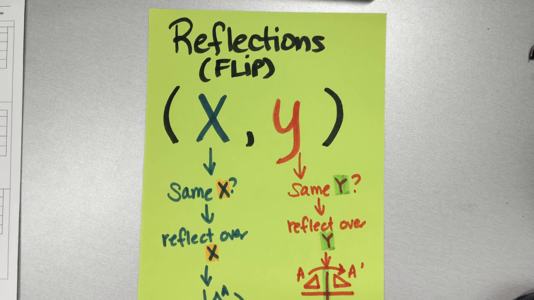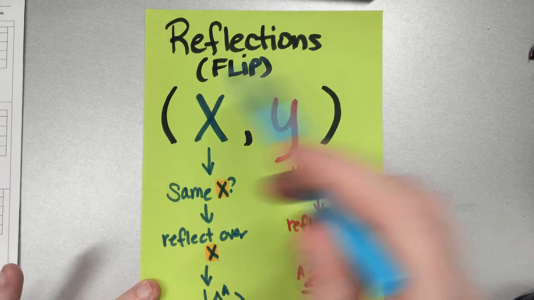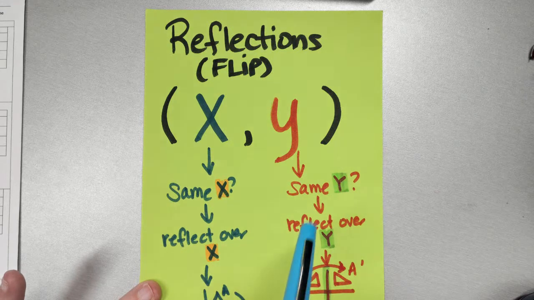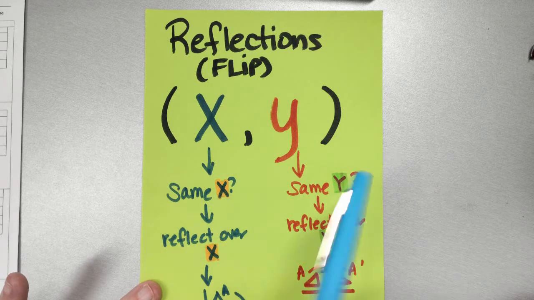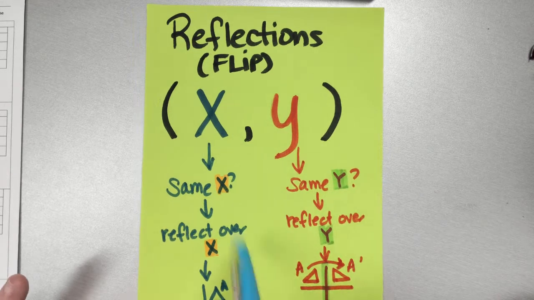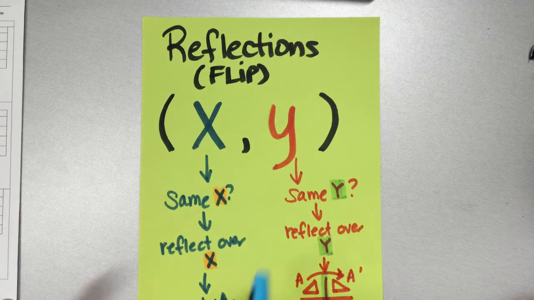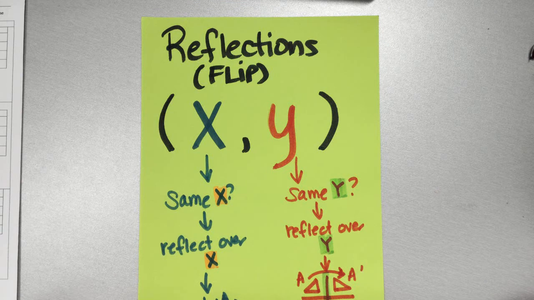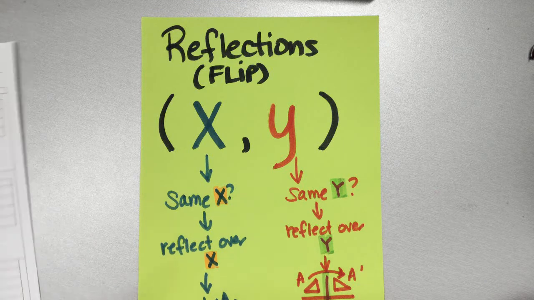Now, when you get to high school, I want to say maybe Algebra 2, you're going to start reflecting over other things, and it might be in geometry, but I'm not positive. But you are eventually going to reflect over things that are not x and y. But for now, x and y is all we need to worry about. Okay? So when we look at a reflection, we're going to see some things.